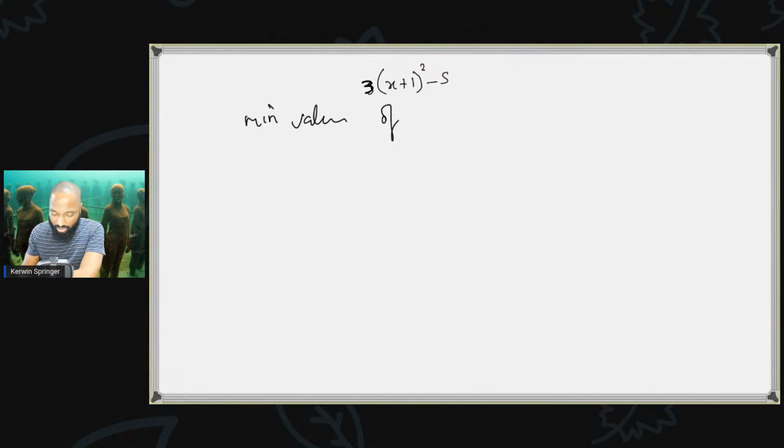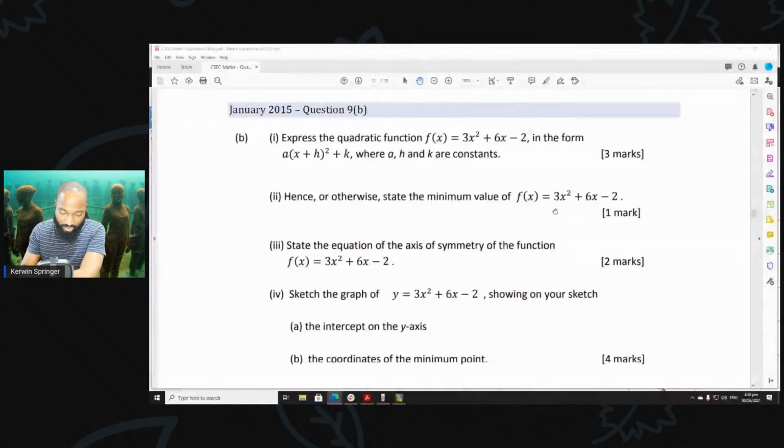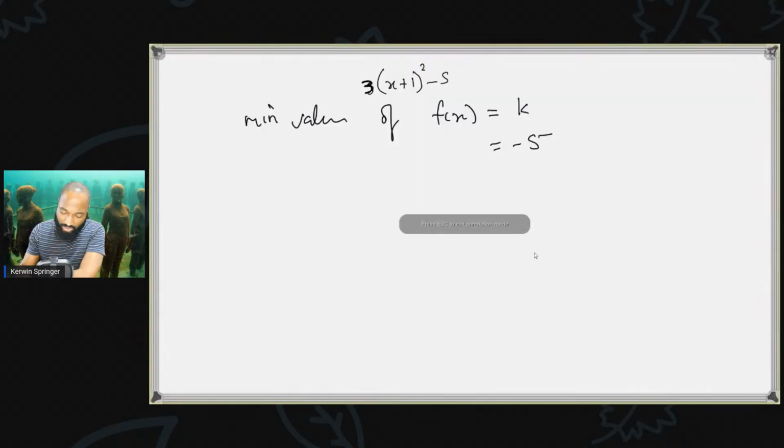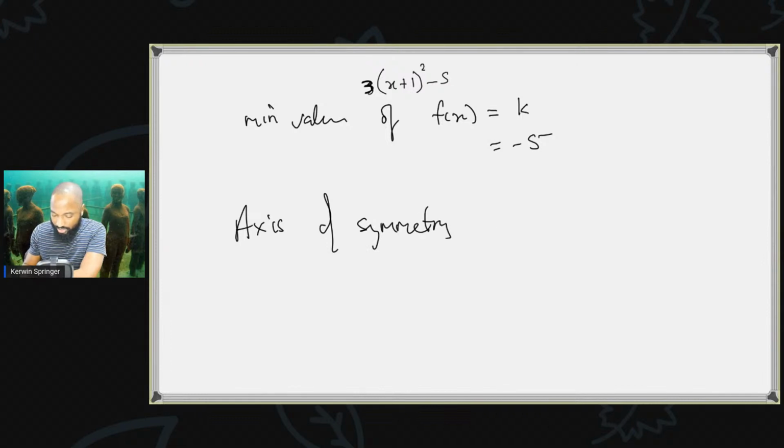The minimum value of f of x is always k, so that's negative 5. Next, state the equation of the axis of symmetry. Its axis of symmetry is x is equal to negative h. The axis of symmetry is always x is equal to negative h, or x is equal to the coordinate thereof. So x is equal to negative 1 is the answer there.